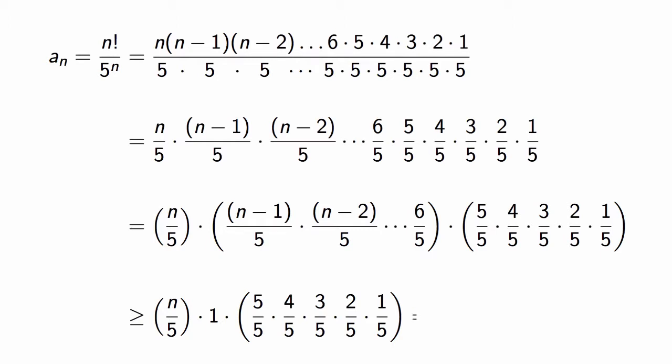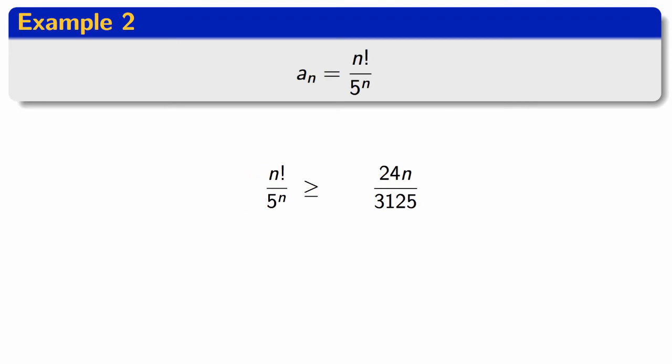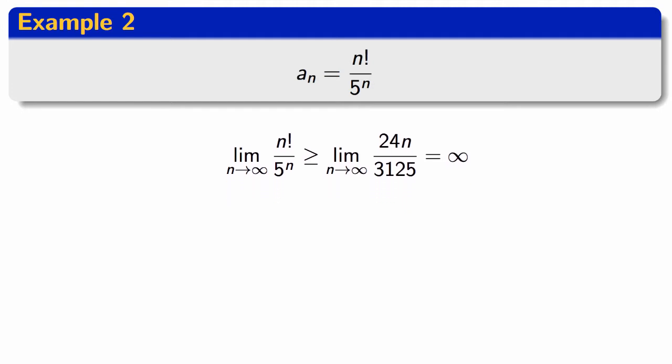Multiplying this out, we get 24n over 3,125. Taking the limits of both sides, we see that this right-hand side diverges to infinity. Since the terms of our sequence are larger than the terms on the right-hand side, we can conclude that n factorial over 5 to the n also diverges to infinity.